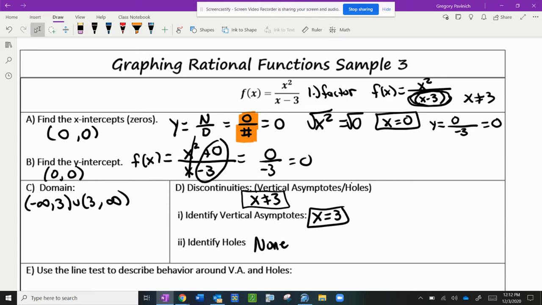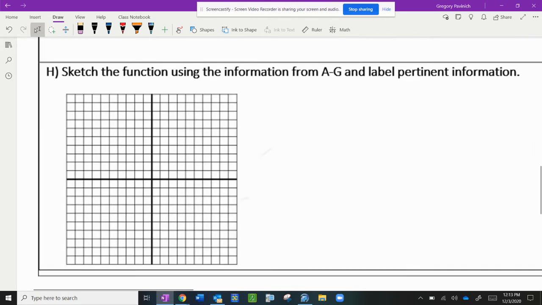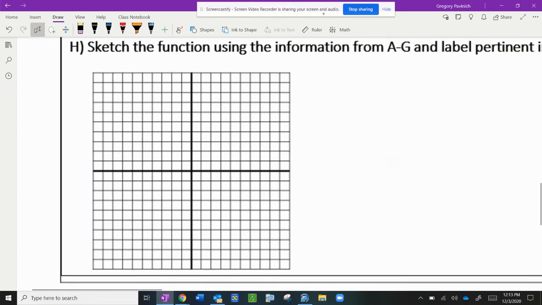Okay, so this is the big part of graphing rational functions. These A through D, being able to find these, means you have the majority of your graph already built. I know if I come down to my graph, I have some information I could put in. I have a vertical asymptote at x equals 3. I have an x and y intercept at (0, 0).